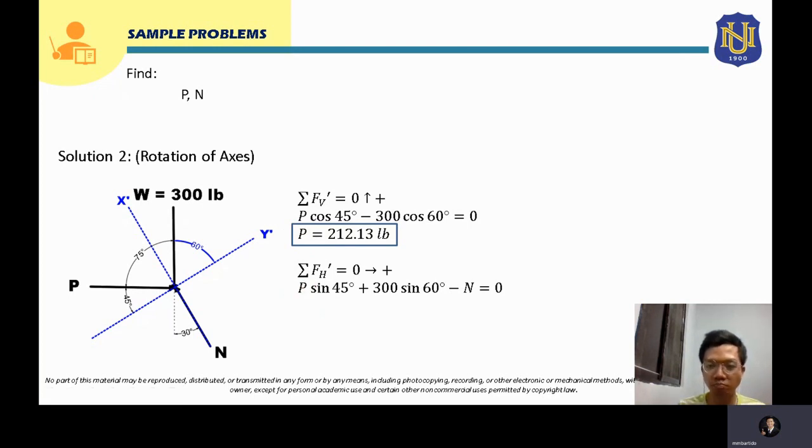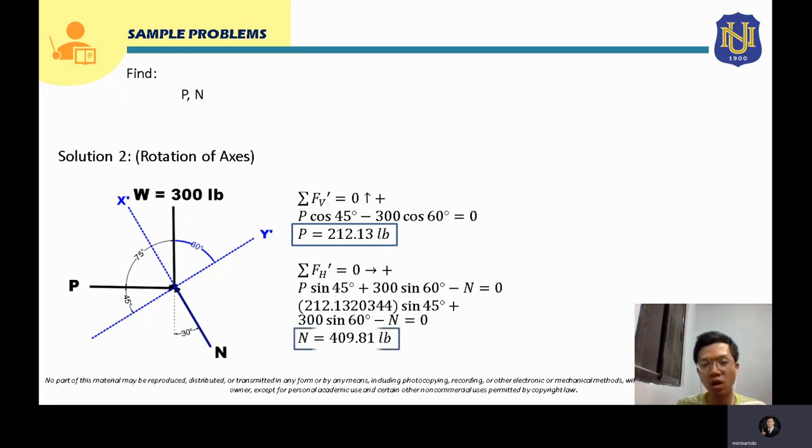So we just substitute the value of P here. We just transpose the normal force N to the other side, and it will become positive. Solving for N, it will just be P sine 45, which is 212.13 sine 45, plus 300 sine 60. Let's input that in our calculator. The answer for N is 409.81 pounds. So this will be the normal force N. So these are now the answers using solution 2, and they are the same answers as solution 1. So you can also use this solution.